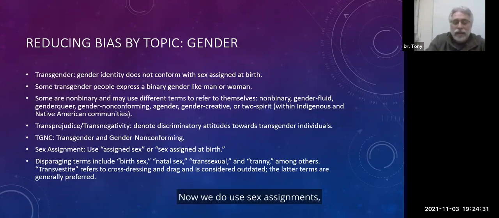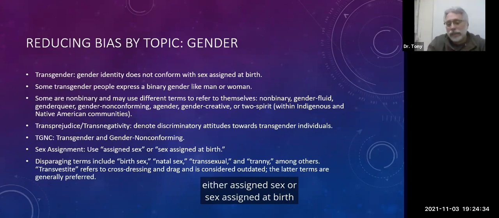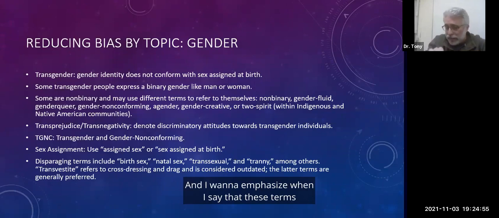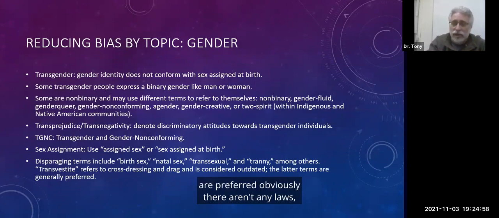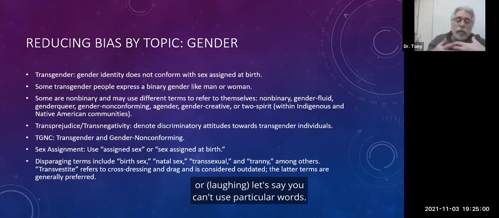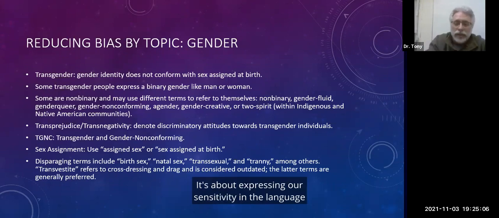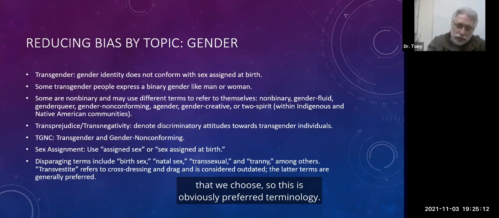Now, we do use sex assignment, either assigned sex or sex assigned at birth, when discussing physical or biological sex. In fact, we don't really use those expressions, physical or biological sex, anymore. These terms, assigned sex or sex assigned at birth, are preferred. And I want to emphasize that these terms are preferred. There aren't any laws that say you can't use particular words. This is about increasing our sensitivity, expressing our sensitivity in the language that we choose. So this is obviously preferred terminology.